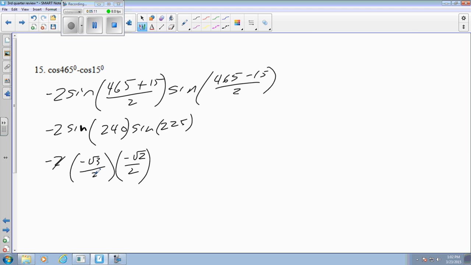Simplifying, the 2 divided by 2 go away. 3 negatives makes my answer negative. I get negative square root of 6 over 2.